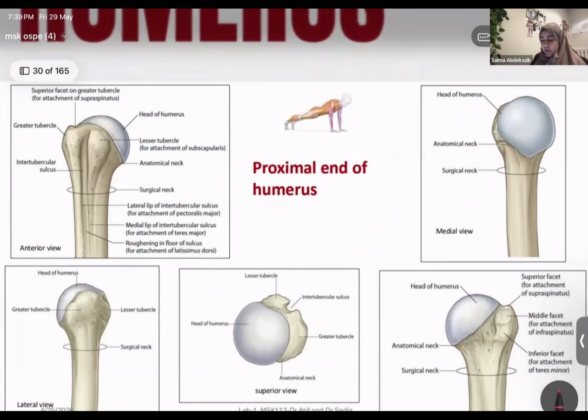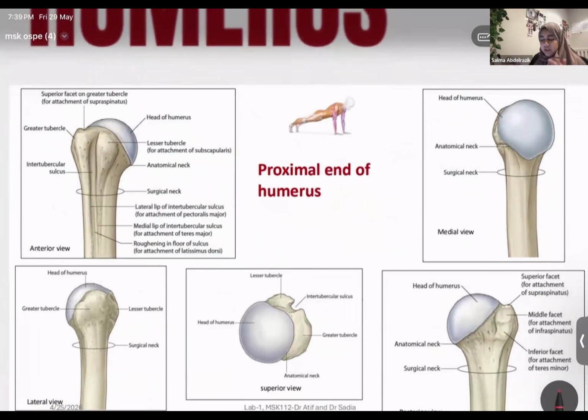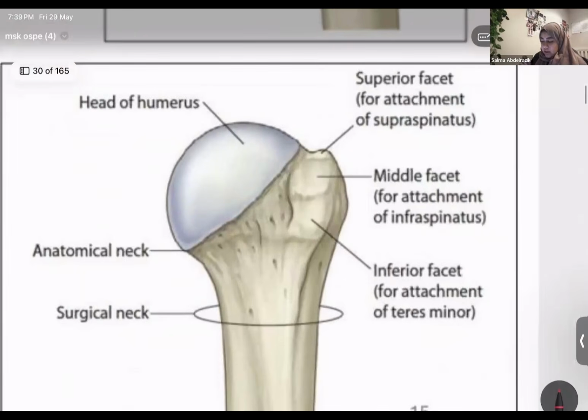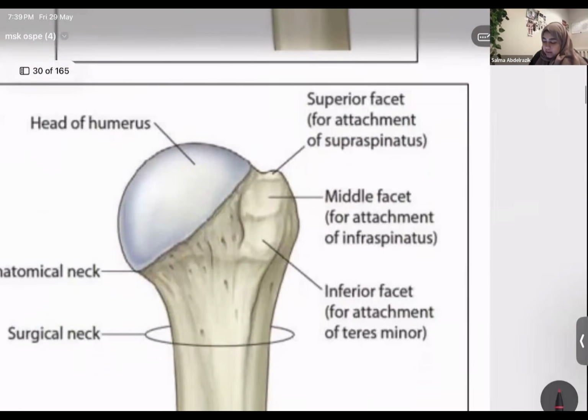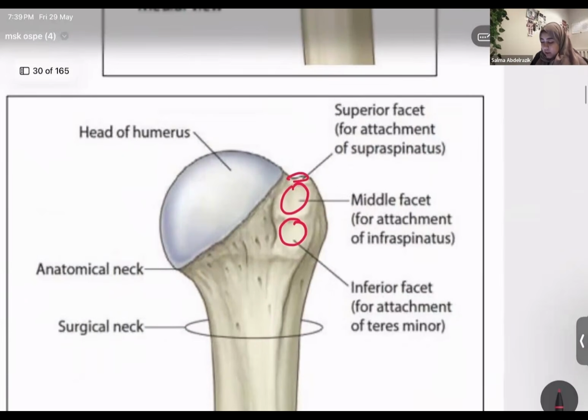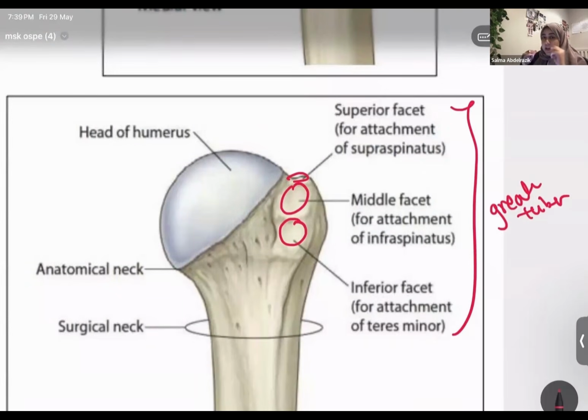These pictures basically say everything we said up there: this is the head, this is the greater tubercle, lesser tubercle, anatomical neck, surgical neck, and so on. I want to focus on this picture down here. It seems like it has spaces like 1, 2, 3, and this is just from the side that we can see the greater tubercle. Greater tubercle is very important because it has 3 attachments or facets, as you can see. We have superior, middle, and inferior.